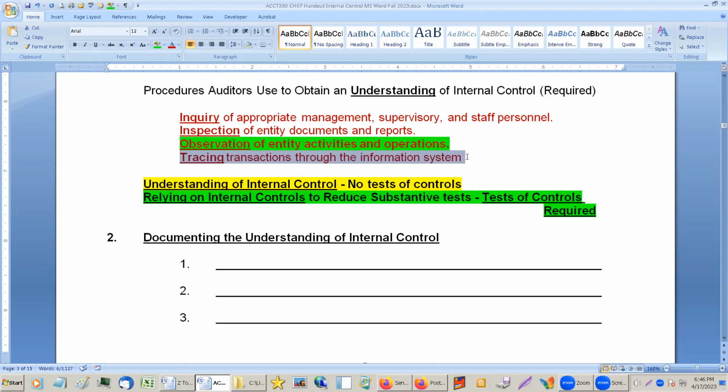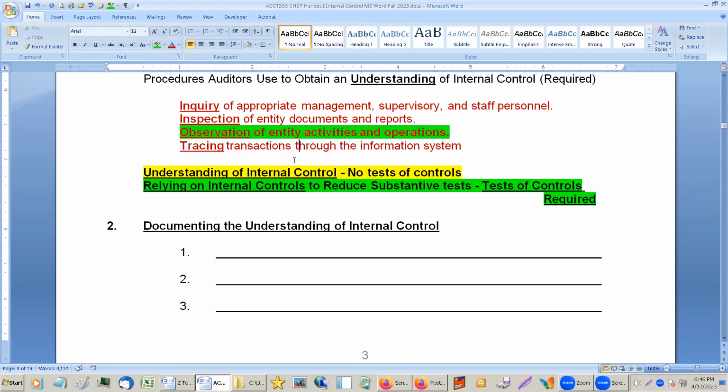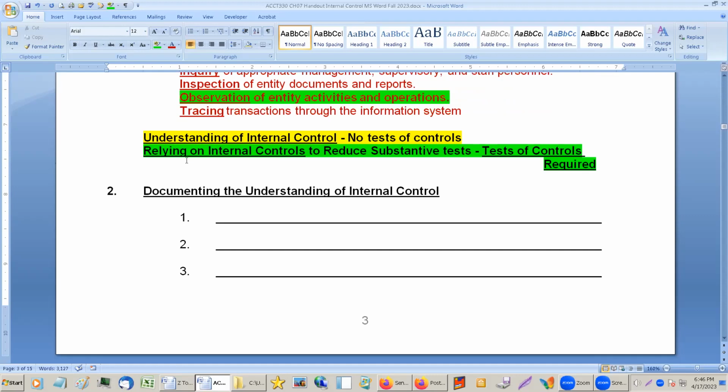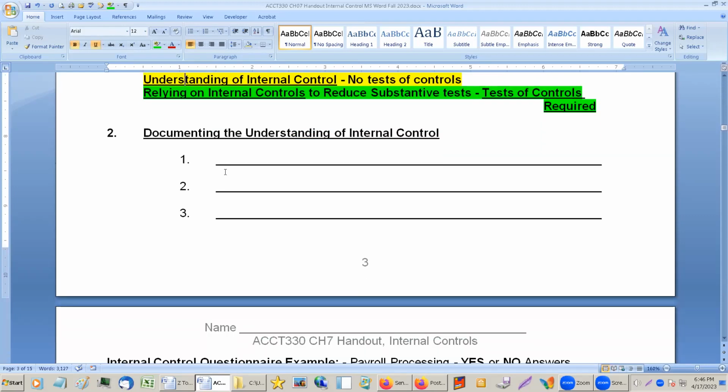But it is surprising that a lot of it is just talking to people. When you first start out, you talk to people, see what they think, see what their ideas are about the internal controls and all that. You might look at some of the documents. You generally don't test them, but you inspect them to see who's authorized, who's signing off on them and all that kind of stuff. Watching what people do and tracing transactions. So this is all for understanding of internal controls.